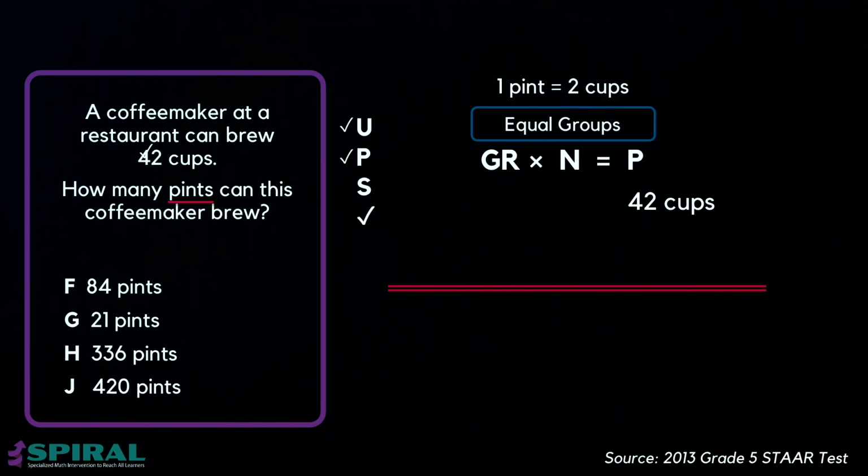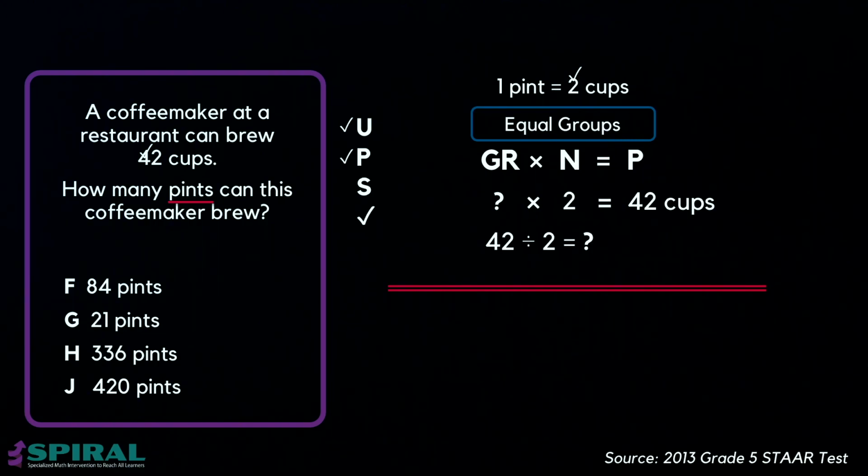Now I'm going to determine my number of groups, or the number of pints. We don't know that information, so we will put a question mark. Then I will determine the number in each group, which is the 2 cups, because there are 2 cups in each pint, and I will check off that number. And then we will solve.